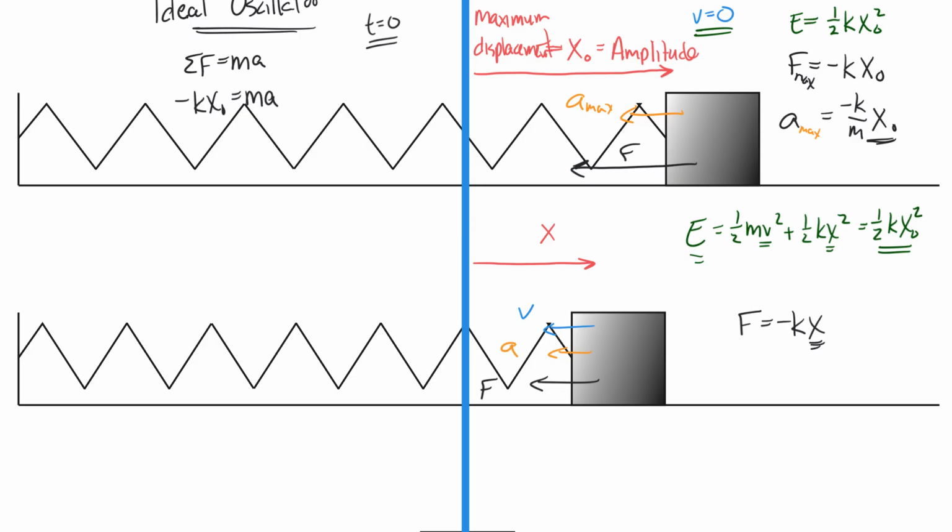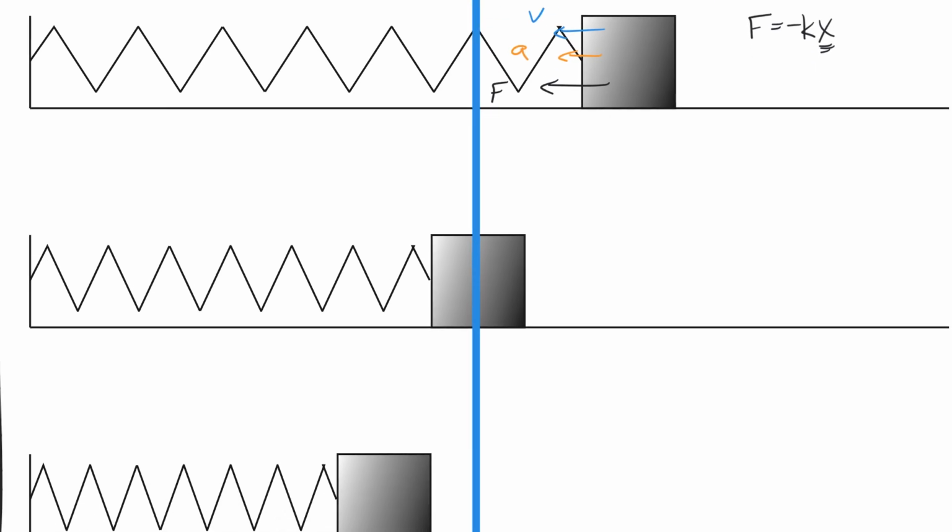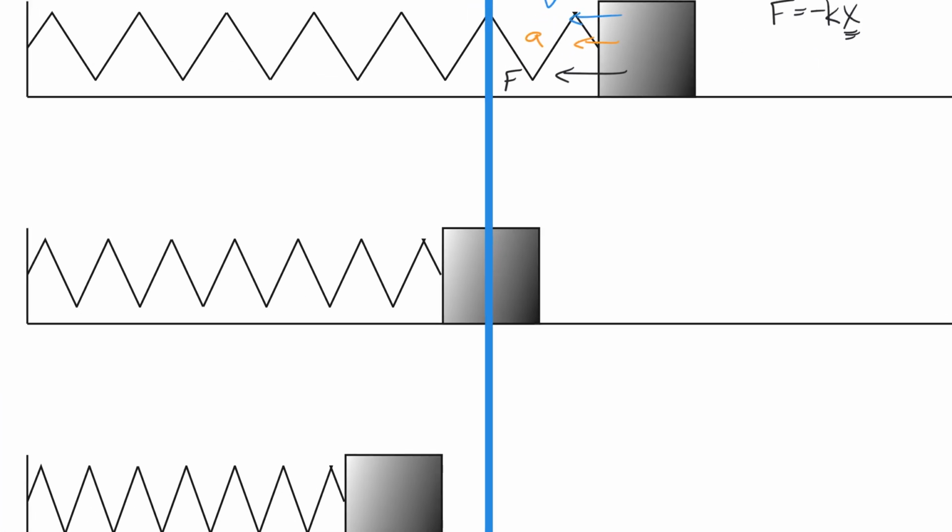This is a transitional moment, but eventually we're going to make it to here. We're back at equilibrium. At this moment, x equals 0, right, because we're at equilibrium, how much time has passed? What part of the period is this?